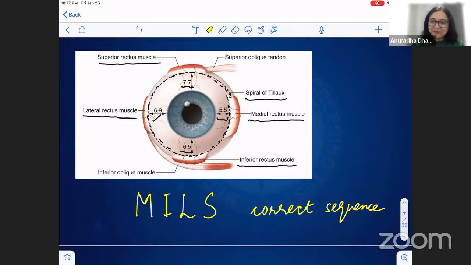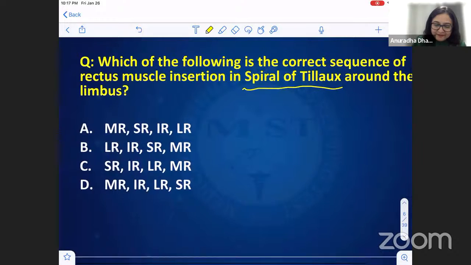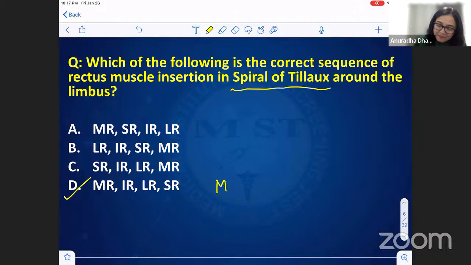So coming back to the question, here my choice D is showing me the correct sequence: medial rectus, inferior rectus, lateral rectus, superior rectus, MILS. MILS is the right answer here. Okay.